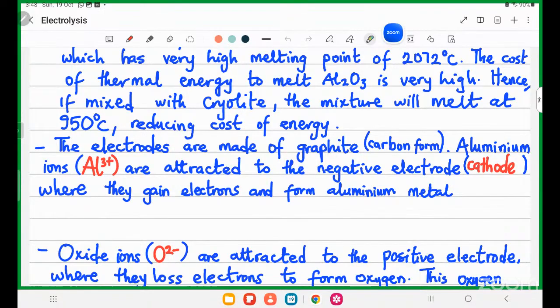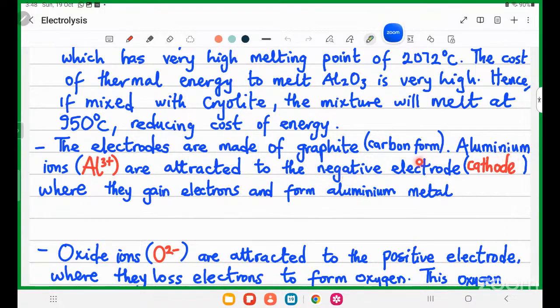In the process, the electrode used in the electrolytic setup is graphite, the carbon form. We learned in the past that carbon exists in different forms: diamonds, soot, graphene, fullerenes. But what they use as electrode in the electrolysis of aluminum is graphite, meaning both the cathode and the anode in the electrolytic setup are graphite.